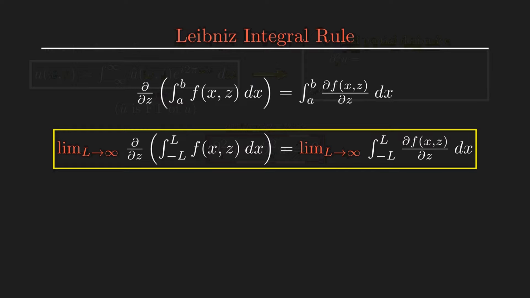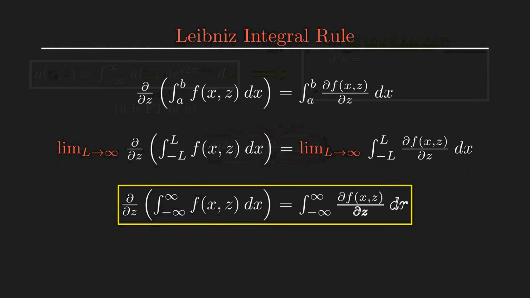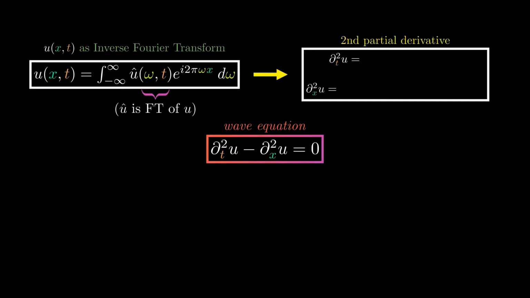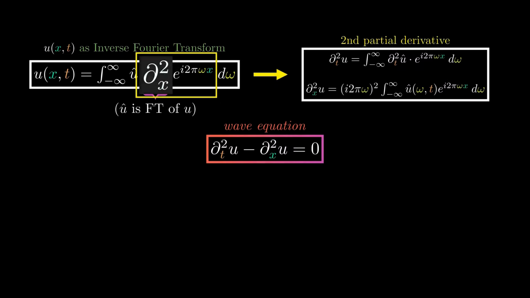We can extend this and use the rule as the limit L goes to infinity. So this rule also applies even if the domain is unbounded. So the second partial derivative with respect to t will be just differentiating the u hat twice, because it is the only one that depends on t here. Similarly, for the second partial derivative with respect to x, we just differentiate this exponent twice. Now we plug in these results into the wave equation.